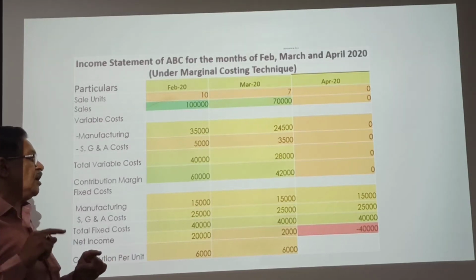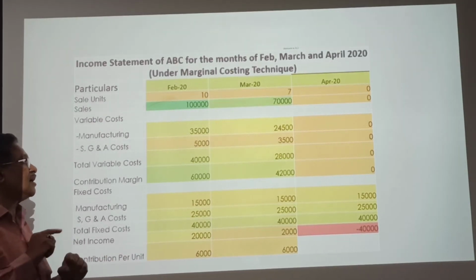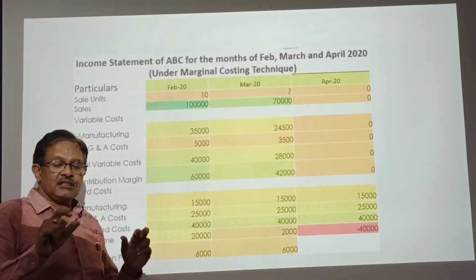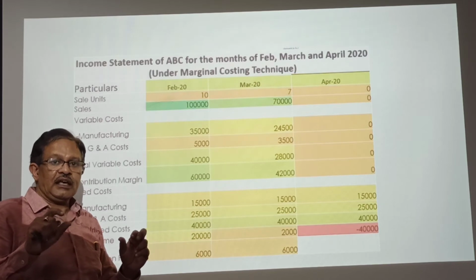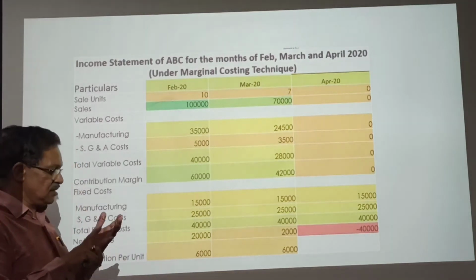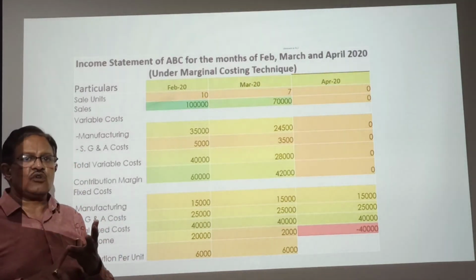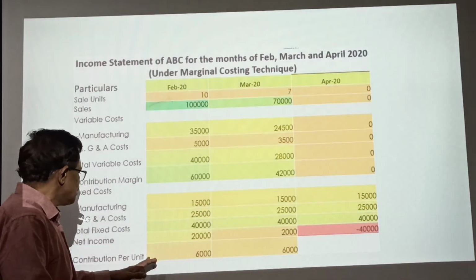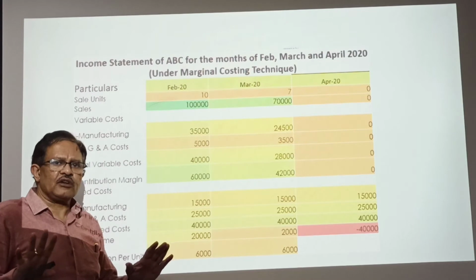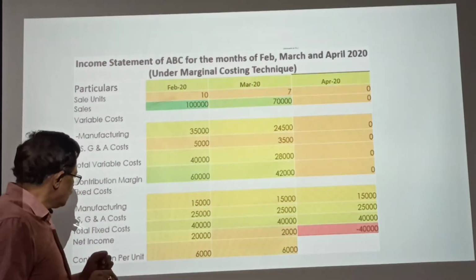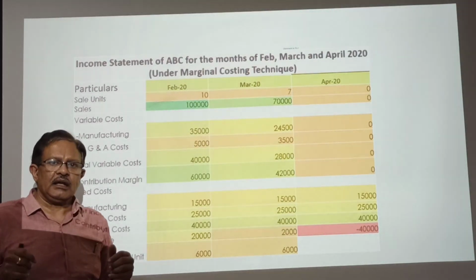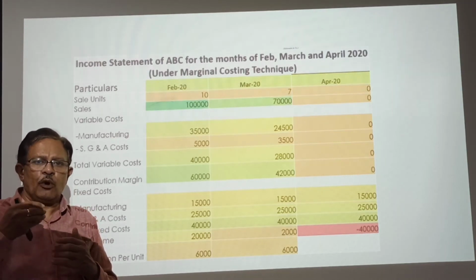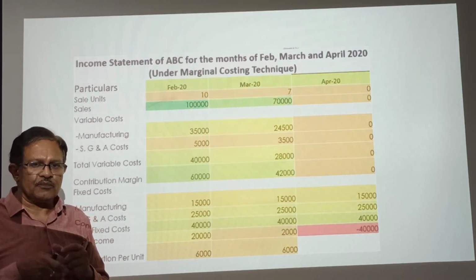margin will not be increasing or decreasing unless there is a difference in the selling price in different months. As long as the selling price and the variable cost remain constant in two different periods, the contribution margin per unit is going to remain constant. This contribution margin per unit should be given more relevance, more importance for decision making.